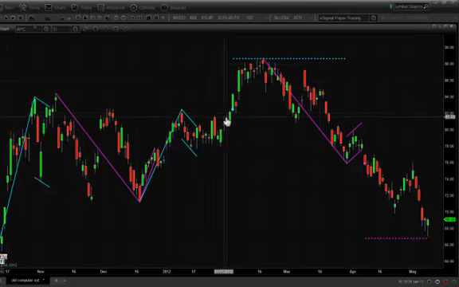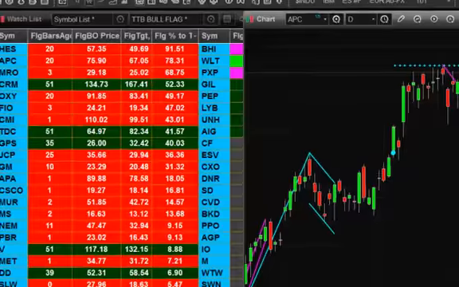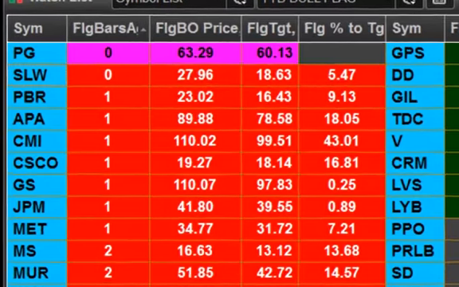So you can see once this flag pattern broke out on this dot here, it plotted the target, and it never closed above the target here, but it did reach that target. Then it identified a bear flag and is now approaching the bear flag target. You can see that the bear flag target started plotting as soon as the breakout occurred right there. And we've given you all this information in the watch list.